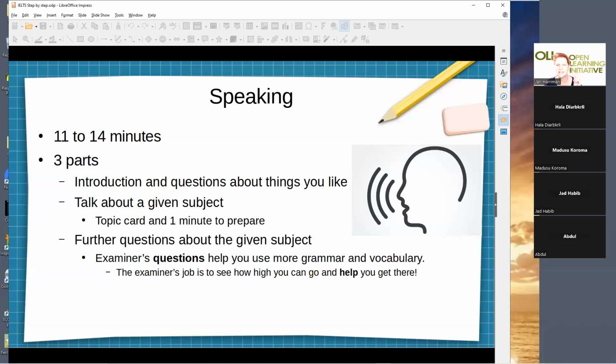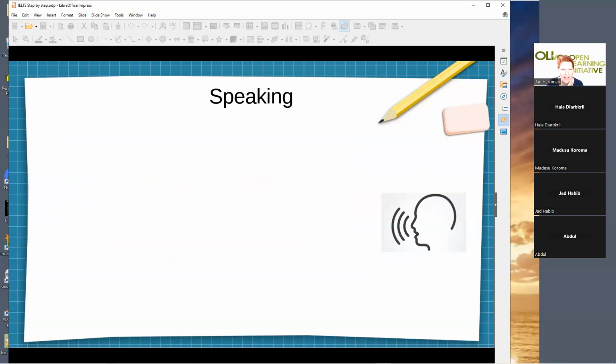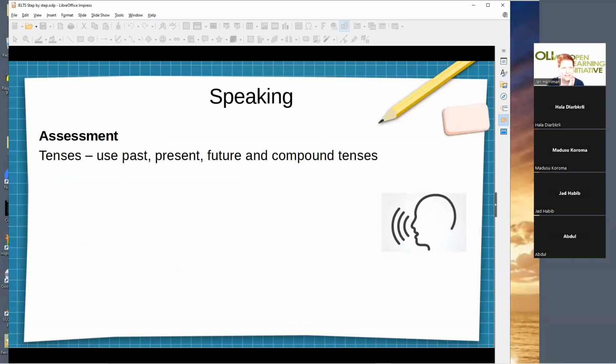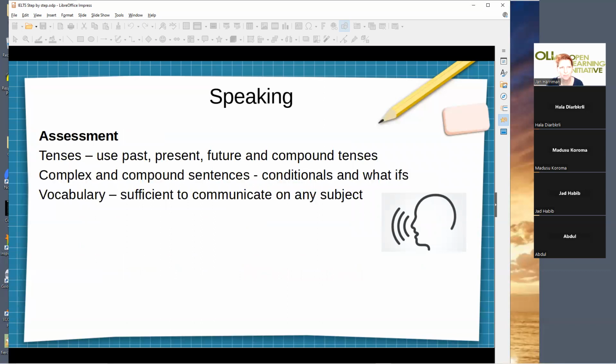The examiner's job is to see how high you can go and to help you get there. They are your advocate. Yes, the examiner is your advocate, to see how high you can go and to help you get there. Right, the assessment: tenses, past, present, future, and compound tenses, complex and compound sentences and conditionals. But like I said, as you saw, the examiner will guide you into these as well.